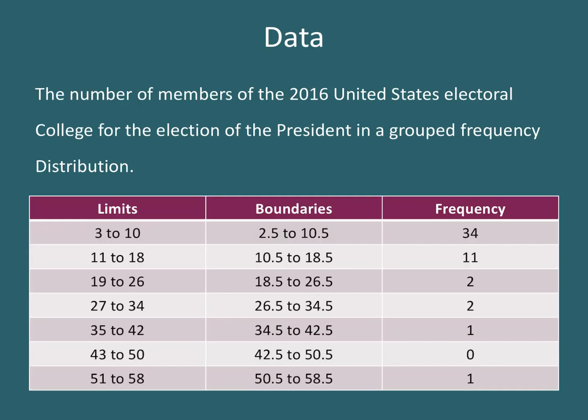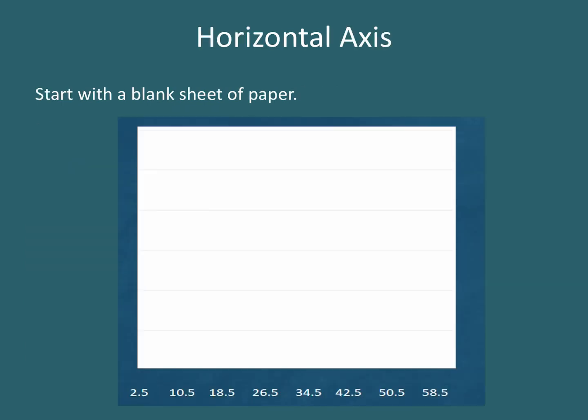The following distribution represents the number of members of the 2016 United States Electoral College for the election of the president in a grouped frequency distribution. In order to create a histogram, we begin by starting with a blank sheet of paper. Notice at the bottom, the x-axis, I've listed the lower class limits as you can see from the previous distribution.